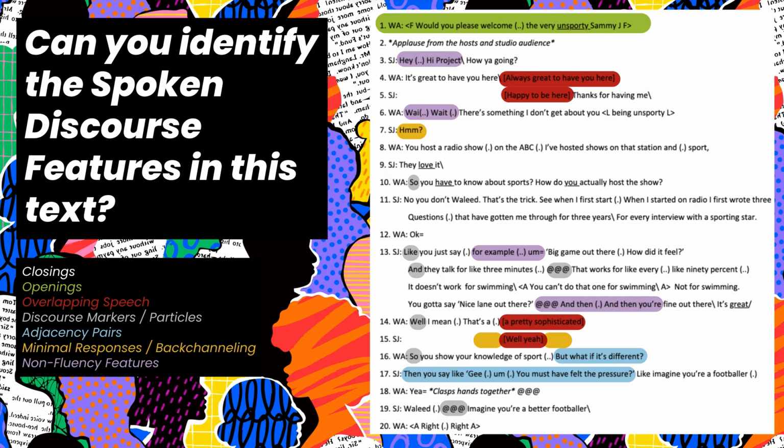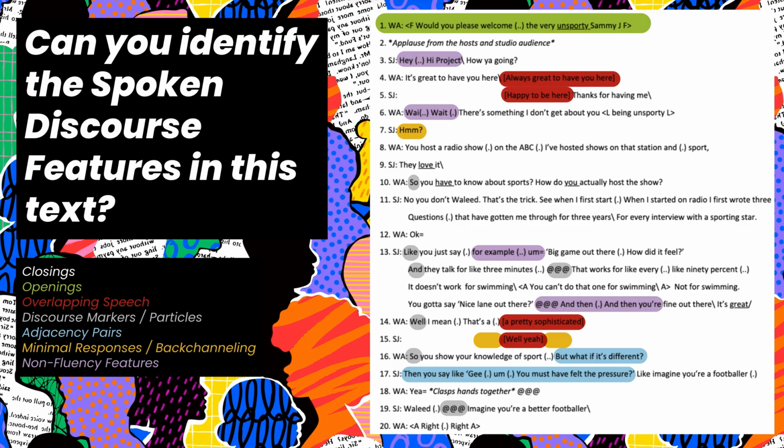We've got two examples of overlapping speech in the red, where Waleed Ali and Sammy J are talking over each other. Our discourse markers and particles in this text are in grey, and there are lots of discourse markers here, but I've highlighted a couple of them. And you've probably already noticed that most of the discourse markers I've highlighted in this text are conjunctions that are used to begin sentences. And so they're allowing WA and SJ to steer this conversation. They're helping them manage the topic of what they're saying.